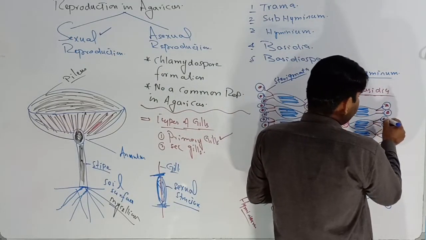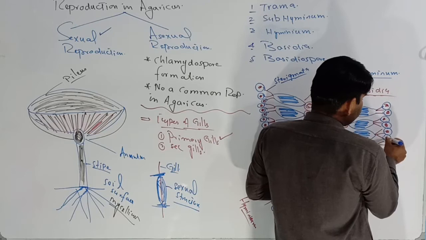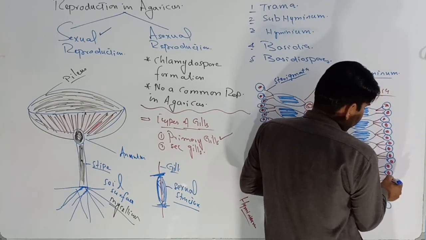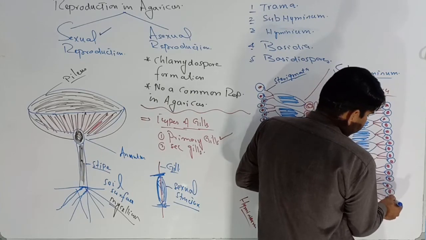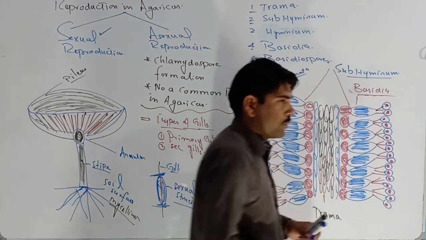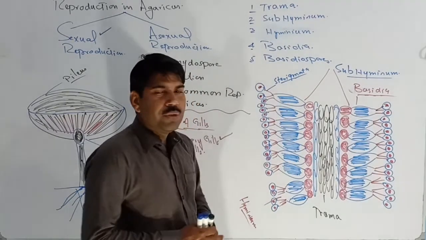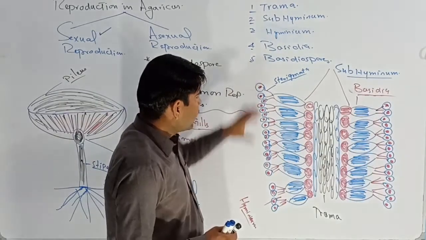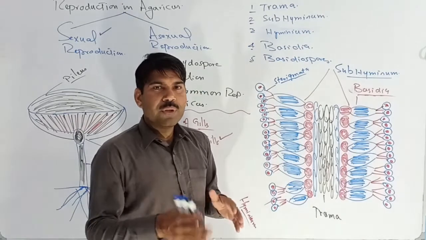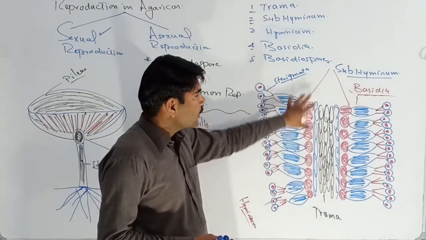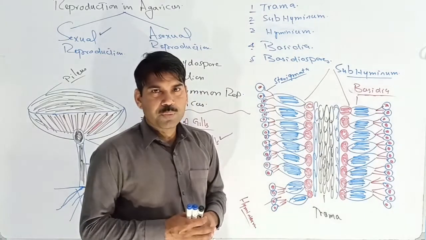Now the question is how these basidiospores are produced, and these basidiospores may be 2 or 4. So now we are going to discuss the formation of basidiospores.